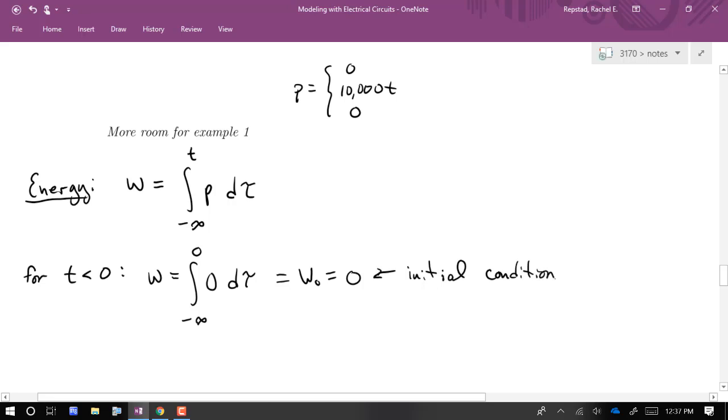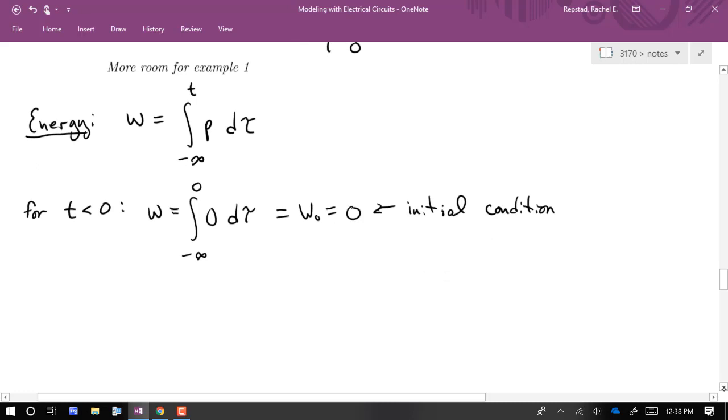So, knowing that the energy is the integral from minus infinity to t, as a function of time, we've got it from minus infinity to 0. Now we're going to look at the next part of the interval, from 0 to 10 to the negative 2.